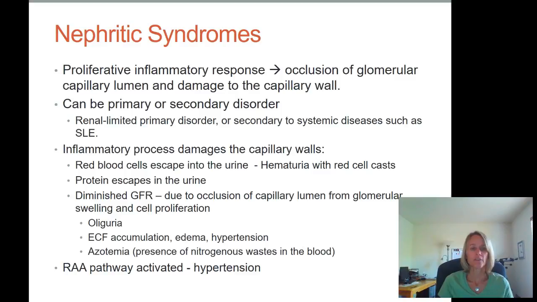We get a diminished GFR, and this is due to occlusion of the capillary lumen from that swelling and cell proliferation. And this leads to oliguria, which is decreased urine output, extracellular fluid accumulation, leading to edema, and hypertension. We also get azotemia, and this is the presence of nitrogenous waste in the blood. Because of the decreased GFR, the renin-angiotensin-aldosterone pathway gets activated, and this leads to hypertension.